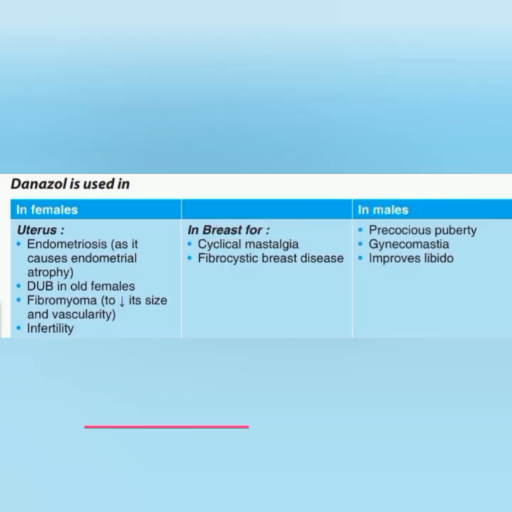We can see the uses of danazol. Danazol is used in both male and female. In females, it is used in uterus related problems like endometriosis, in case of DUB and fibromyalgia, and also in breast related problems like cyclical mastalgia and fibrocystic breast disease. Here in our options cyclical mastalgia is there, so danazol is used to treat cyclical mastalgia. In males, it is used in precocious puberty, gynecomastia and to improve libido. So danazol is used in both male and female.